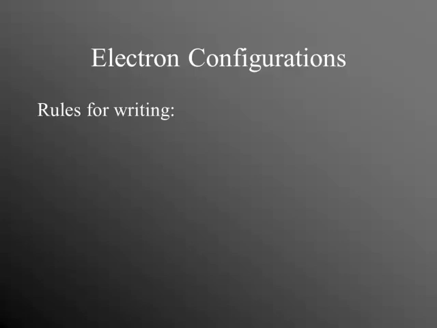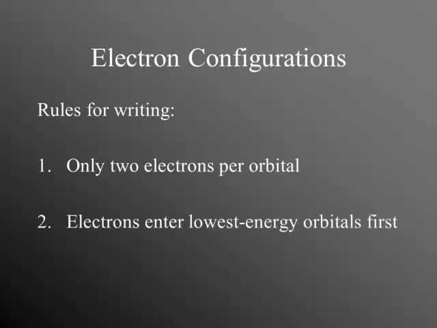There are several rules governing the location of electrons in an atom. Here are 2 that we need to know now. First, only 2 electrons can exist in a single orbital. Second, electrons always exist in the lowest energy orbitals possible. This means we need to know the order of orbitals in terms of their energy.